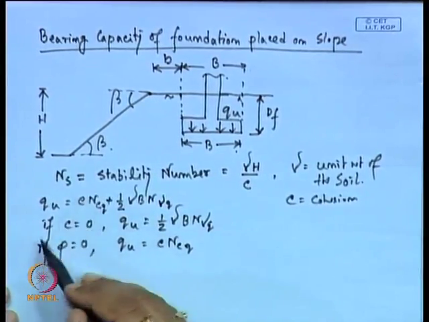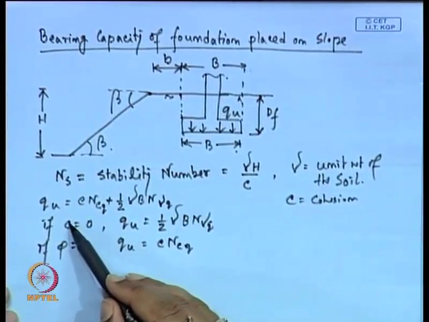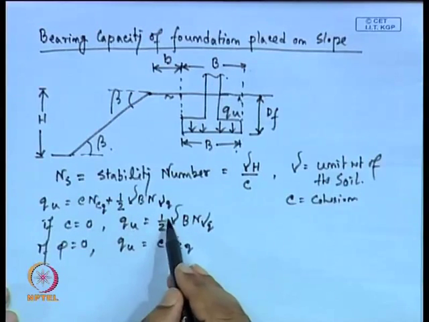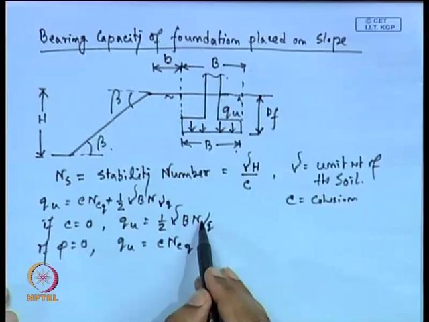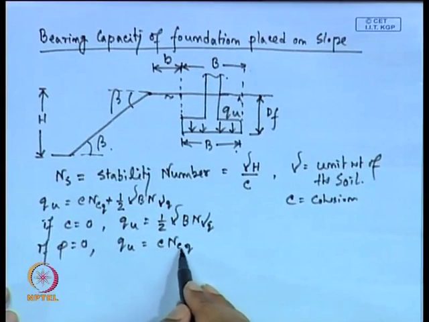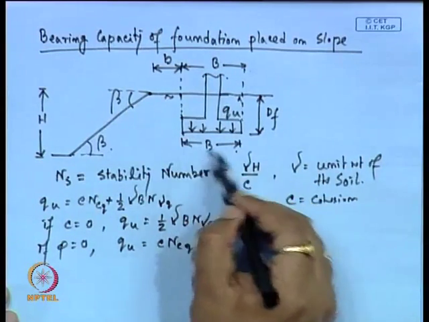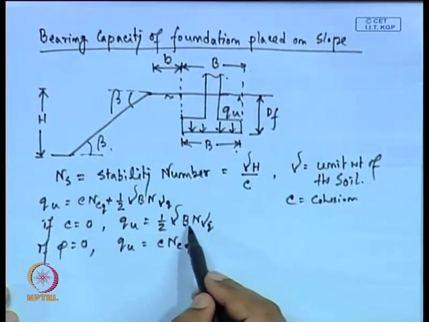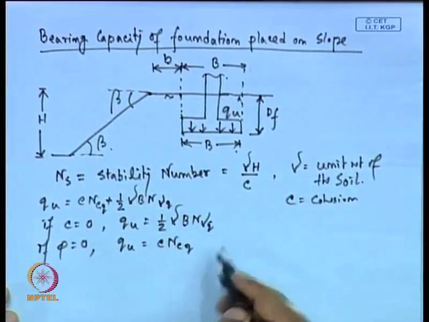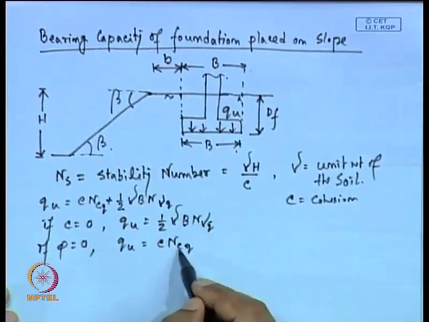Now for these two conditions, if C is equal to 0, that means if this is a granular soil, in this case the ultimate load carrying capacity is half gamma B N gamma Q, and if phi is equal to 0, then q_u will be C N C Q. Here we know the cohesion value, which is the property of the soil, this embankment soil, and B is the width of this footing, gamma is the unit weight of this soil. So, the only unknowns are N gamma Q or N C Q.